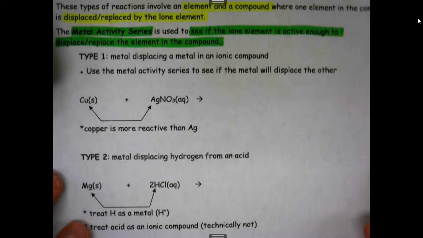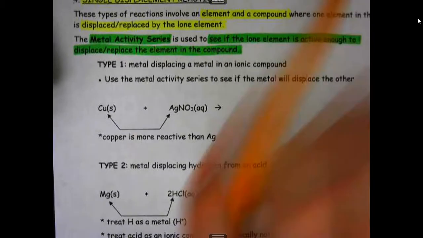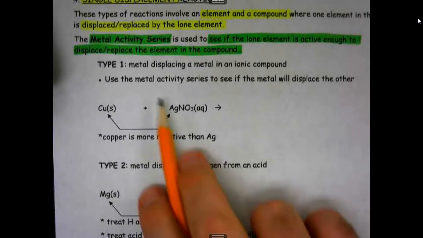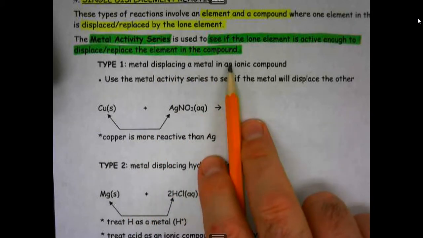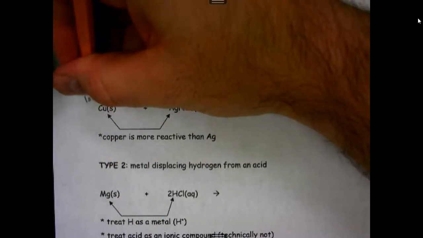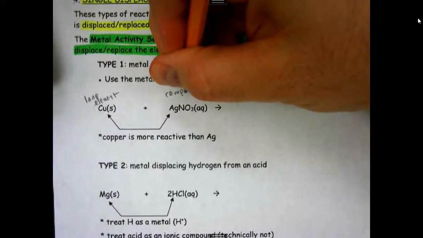Okay. So type 1, and this is going to be related to that metal activity series. So this one here is going to be a metal displacing another metal. Then we're looking at metal displacing hydrogen, and then a metal displacing hydrogen again from water. Okay. So this is simply a metal trying to displace another metal. So here's my lone element, and this is my compound.